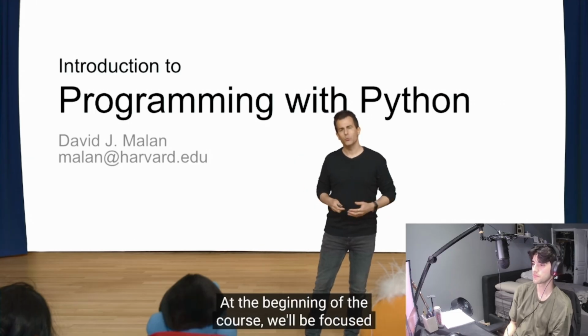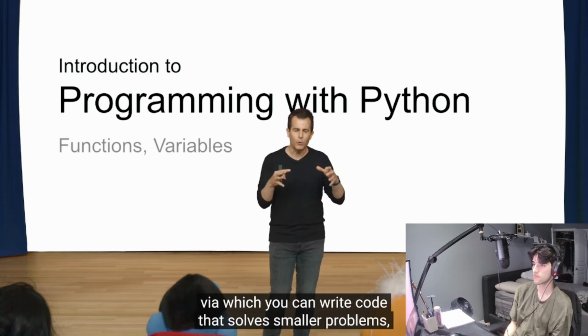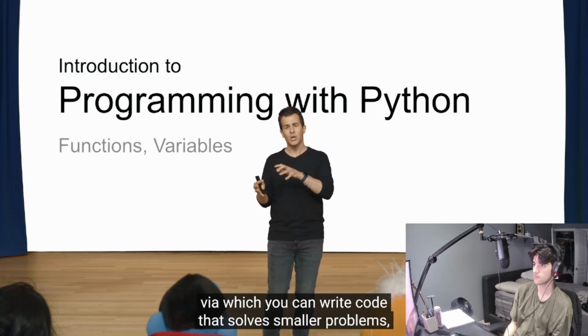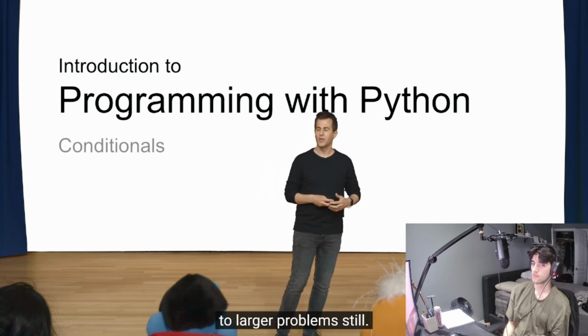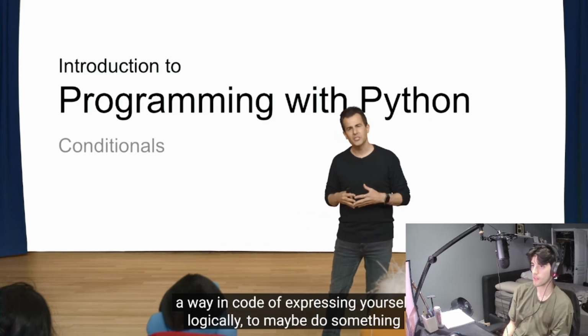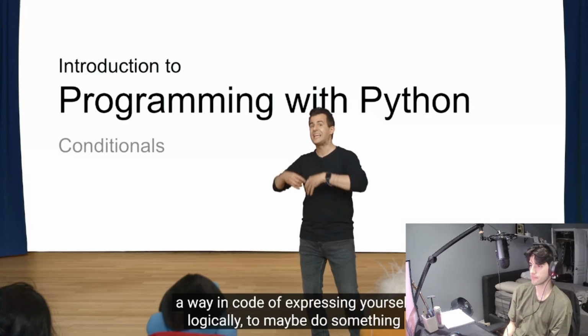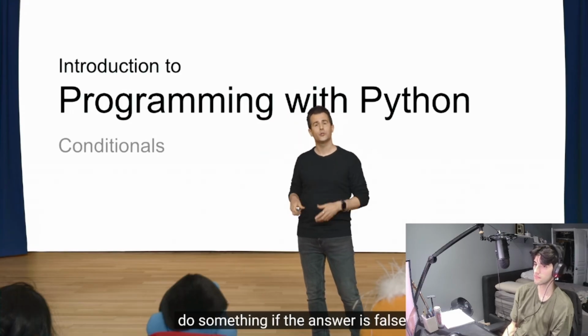At the beginning of the course, we focus on a topic in programming known as functions and variables, mechanisms via which you can write code that solves smaller problems, but you can compose those smaller solutions into solutions to larger problems still. We'll then transition to a look at conditionals, a way in code of expressing yourself logically to maybe do something if some question has an answer of true, or not do something if the answer is false.